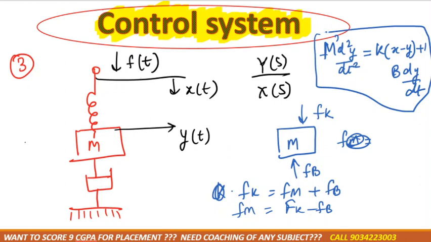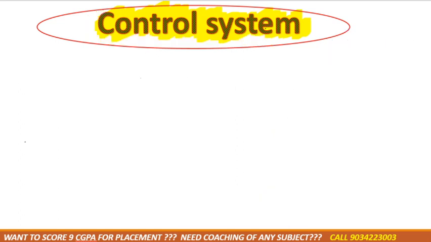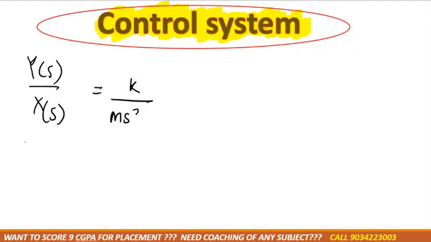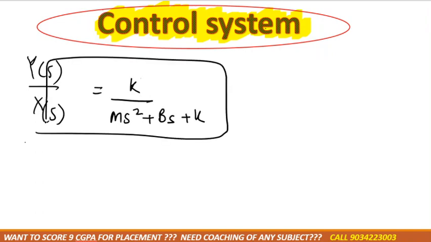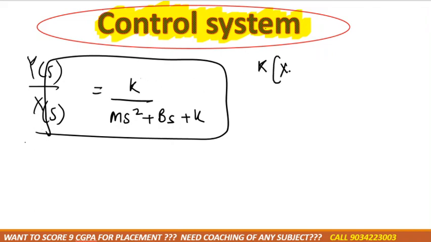Then convert this equation into the Laplace form. See, if you solve it, then you will get Y of s by X of s is equal to k divided by ms square plus bs plus k. Okay, you got the same answer or a different answer? Same?